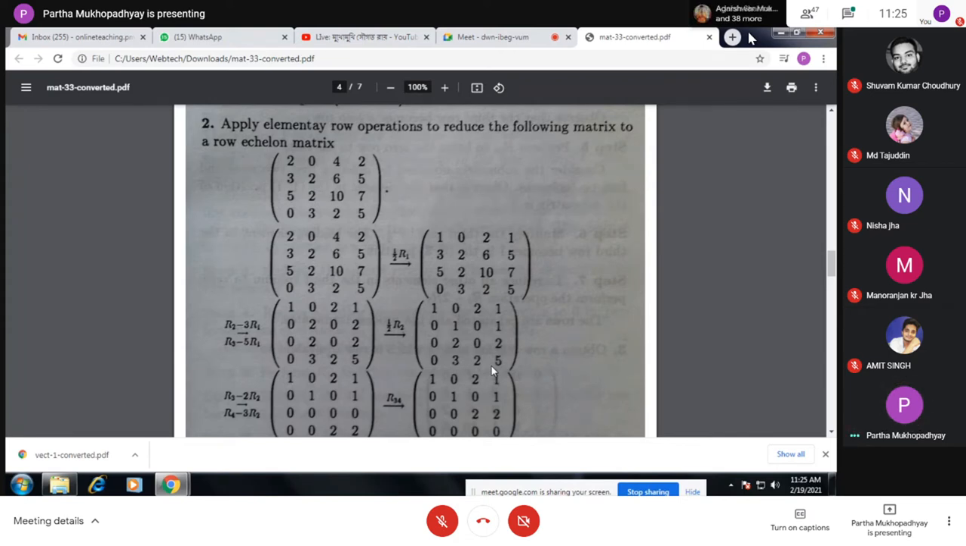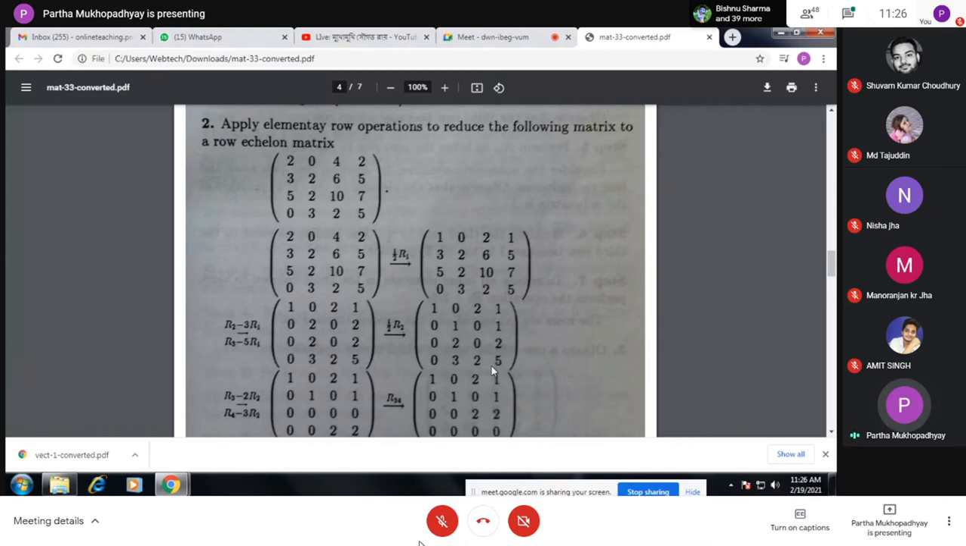What are those? First operation is interchange of any two rows, or interchange of any two columns. I will not mention column here, because it is advisable that when you are using row operations, you continue to do row operations only. Don't mix up row and column operations. Theoretically there is no problem, but practically that may complicate things. Everything can be done using either row operations or column operations. Make it a point. So first of all, interchange of any two rows.